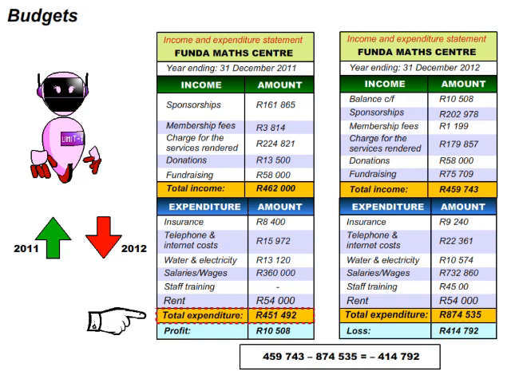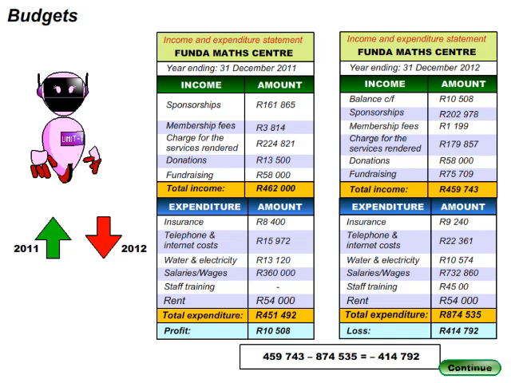Our expenses increased from 451,492 Rand in 2011 to 874,535 Rand in 2012, which meant that in 2012 the club made a loss of 414,792 Rand. This means the club will run out of money and will need a loan to survive in 2013.